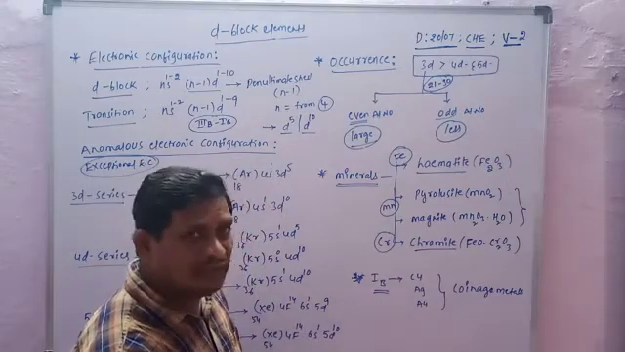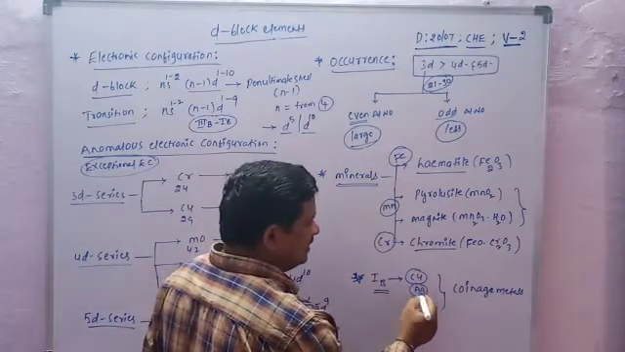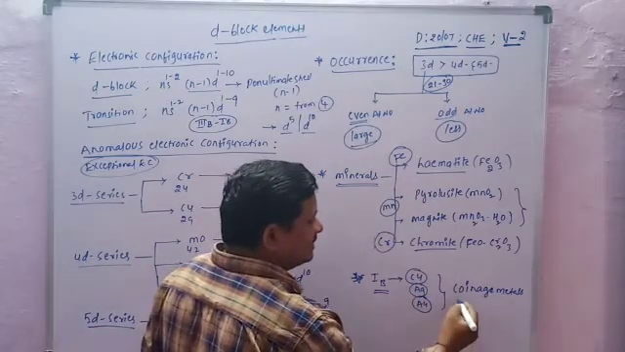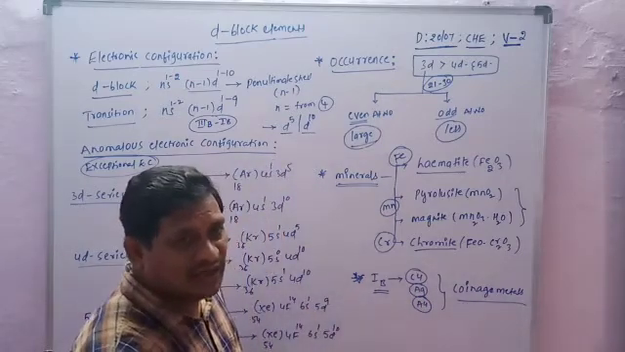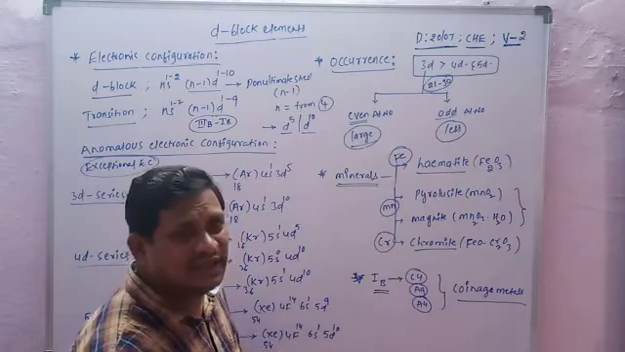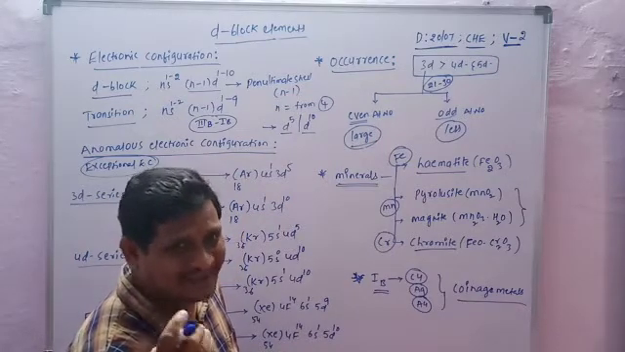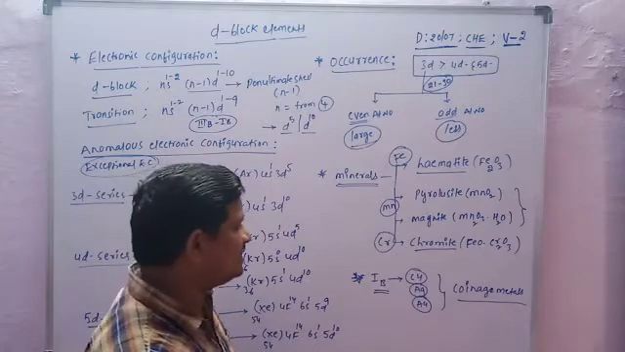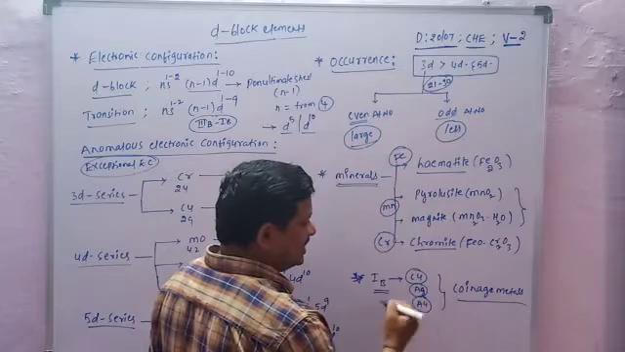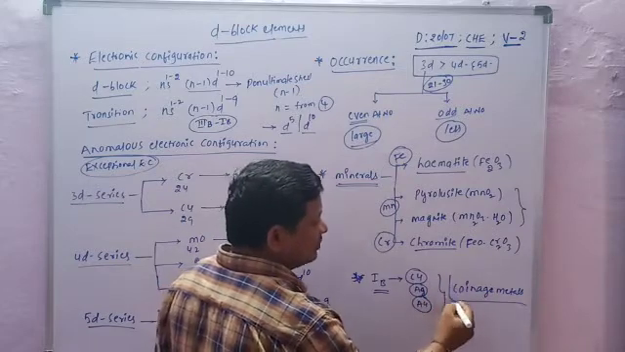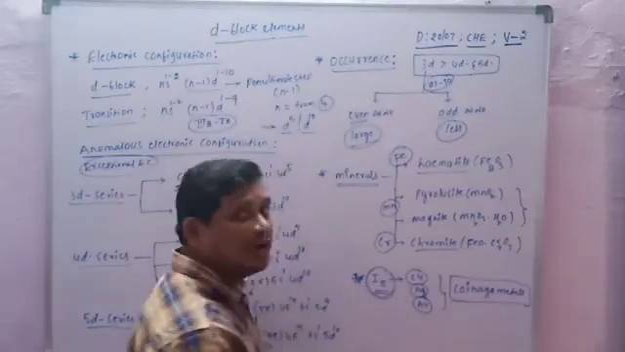What are 1B group elements? That is copper, silver and gold. These three elements are considered coinage elements. It means these three elements are used to manufacture or prepare coins. So these three elements, copper, silver Ag and gold, are known as coinage elements. They belong to the 1B group.